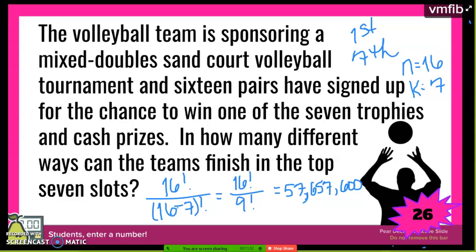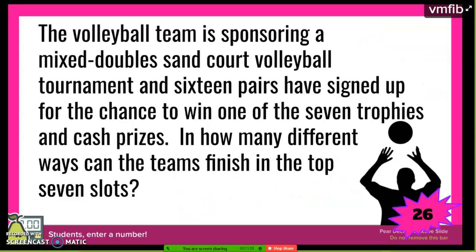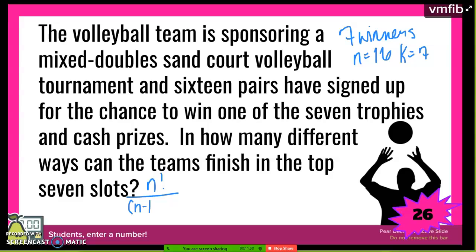We could also choose to solve this like a combination. We can say 7 winners, they all get the same trophy, they all 7 get the same cash prizes. We're not differentiating between first place and seventh place. That would be a combination. And N still is 16. K still is 7. I will accept this either way. Combination formula is n factorial divided by n minus k factorial times k factorial.